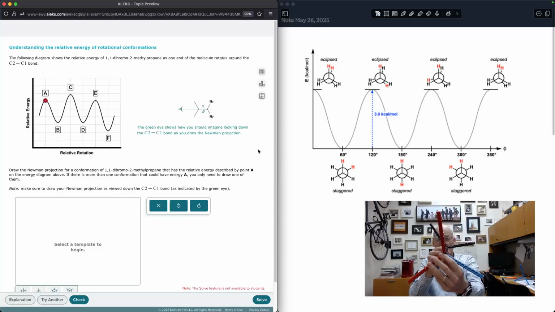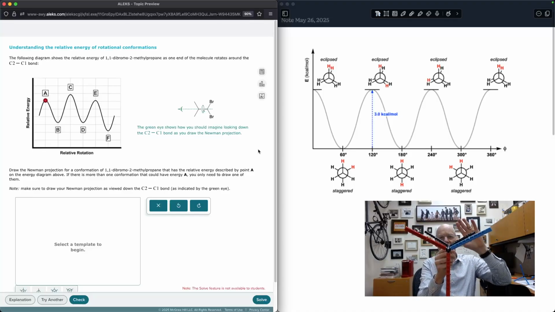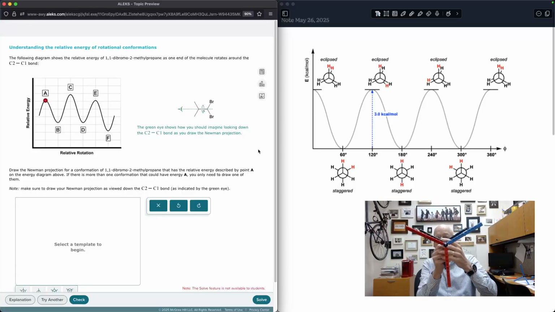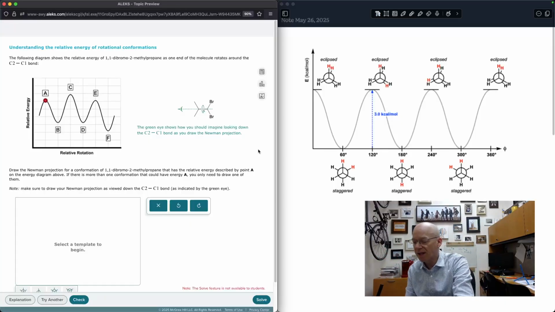Okay. And then I go up one more. Okay, that's it right there. That's going to be my answer. Okay, so I've got one methyl group, which is eclipsed with one hydrogen. Okay, and one methyl group, which is eclipsed with a bromo. Okay, so I'm just going to put this down here like that. I'm going to put it on my desk, and I'm going to look at it.